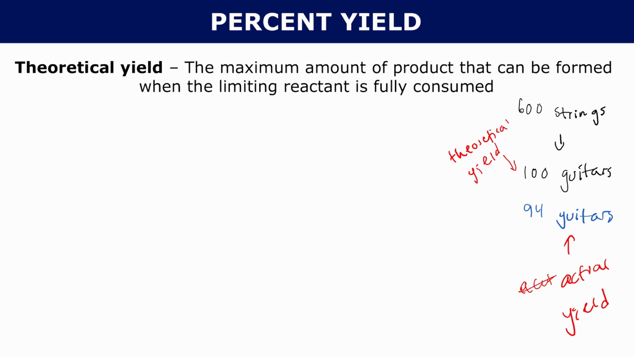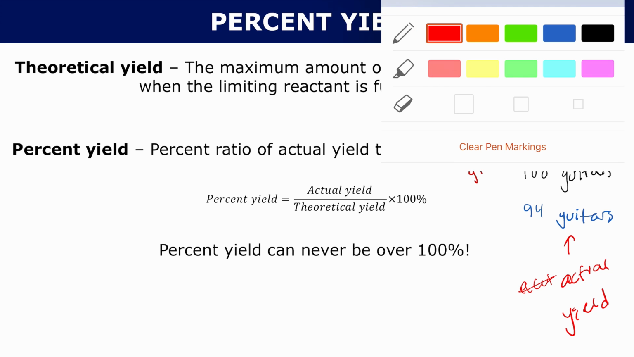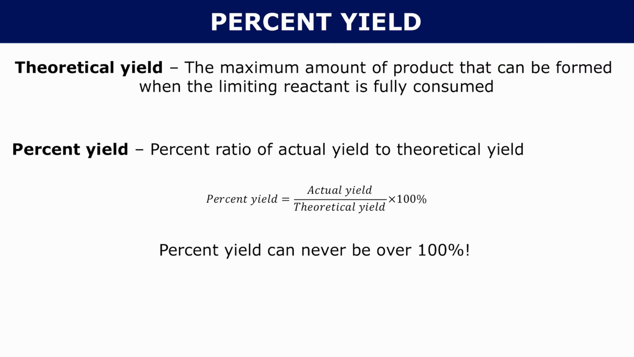As far as these numbers go, they're not that far off. If you made 94 guitars from 100 guitars, you were pretty efficient. Like you were 94% efficient. And that figure, that 94%, is exactly what a percent yield is. A percent yield is just the percent ratio of actual yield to theoretical yield. And there's a formula down here where percent yield is actual yield over theoretical yield times 100%.